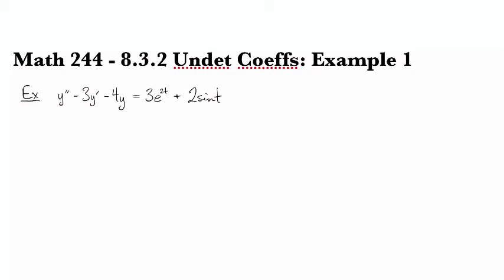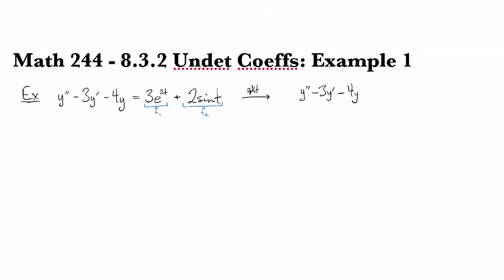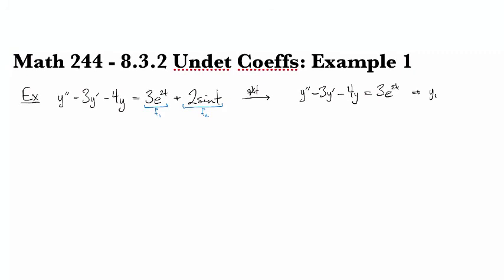So to apply the method of undetermined coefficients to a problem like this, the first thing that I would do is notice that we've got two forcing functions here. We've got an f1 and we've got an f2. And it will be a lot easier to solve this if we split the problem up. So we'll be looking at y double prime minus 3y prime minus 4y equals 3e to the 2t, and we'll solve that one to find y1.